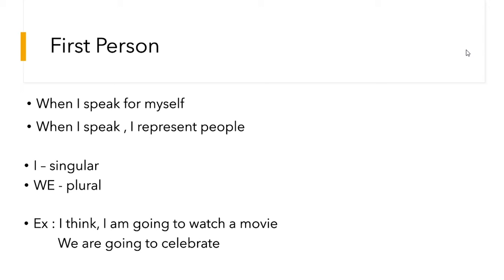The example here is: I think I am going to watch a movie. If you understand the example here, I'm speaking for myself. I'm going to watch a movie. And if you take the second example here, we are going to celebrate. That means I am speaking and I'm representing we. So that's why I and we come for the first person.